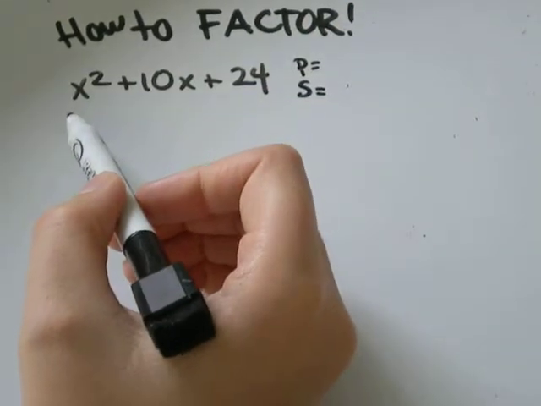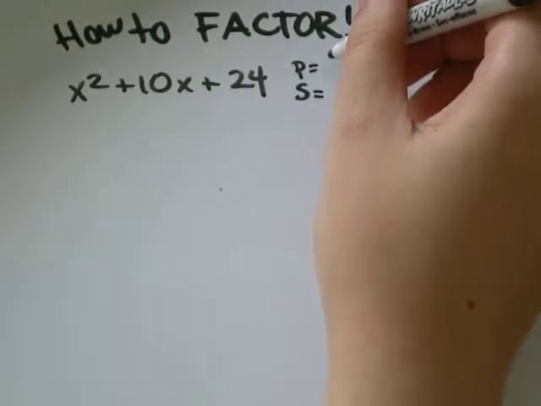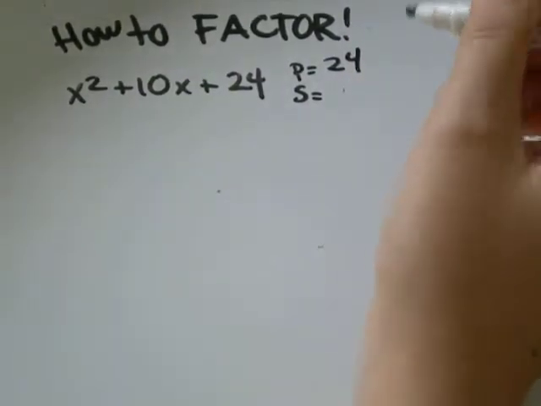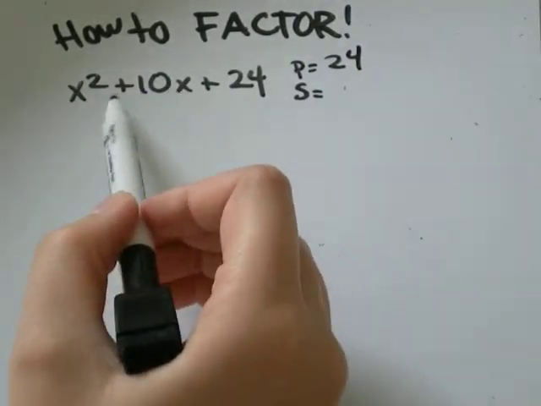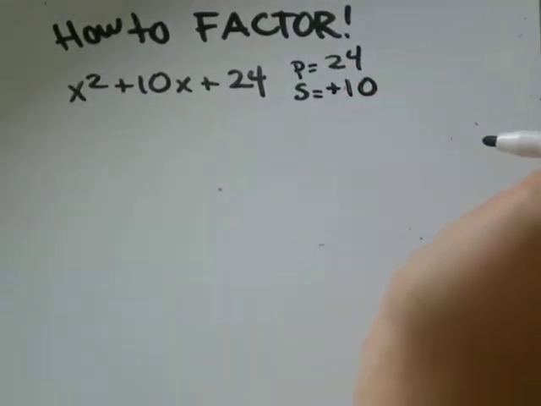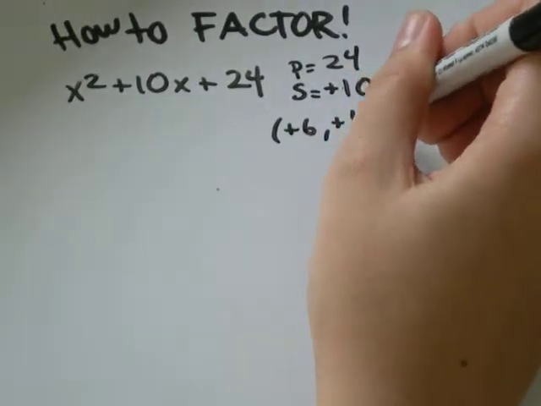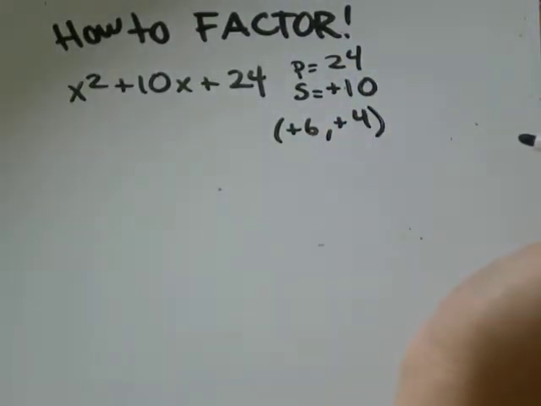The coefficient on x squared is 1 times the number 24. 1 times 24 would be positive 24. The sum, the coefficient on x, would be positive 10. So what two numbers do we multiply together to get 24 that also add to equal 10? I would think that's positive 6 and positive 4.